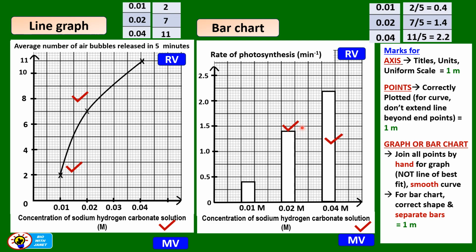Okay, so 1 tick for the correctly plotted points, and then 1 tick for the shape of the bars, which are of the same width, okay, and evenly arranged on this axis. All right. So read the question carefully. What you're supposed to plot against what. Okay, and write the whole title down. As I said, if you just write average number of air bubbles for this graph, it is wrong. Okay, you lose 1 mark there.